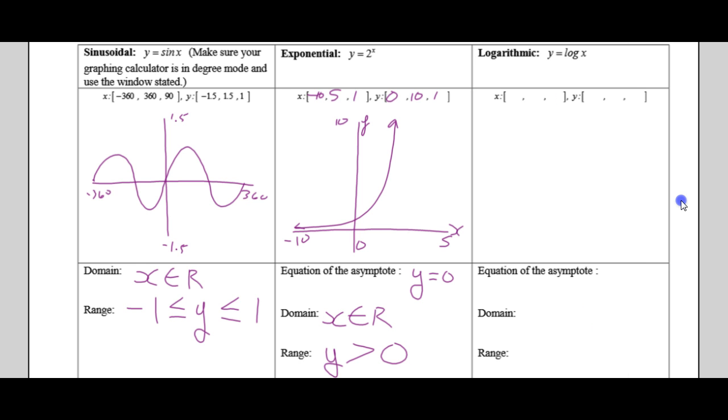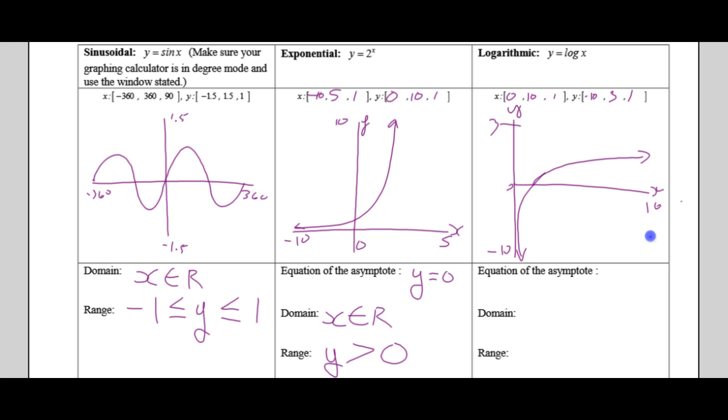So, what do we say? 0 to 10 by ones, and negative 10 to 3 by ones. Is that okay? No, wait, not quite that fast. Okay, that's 10, that's 3, that's negative 10. That's x, that's y. Asymptote, this is the asymptote line.